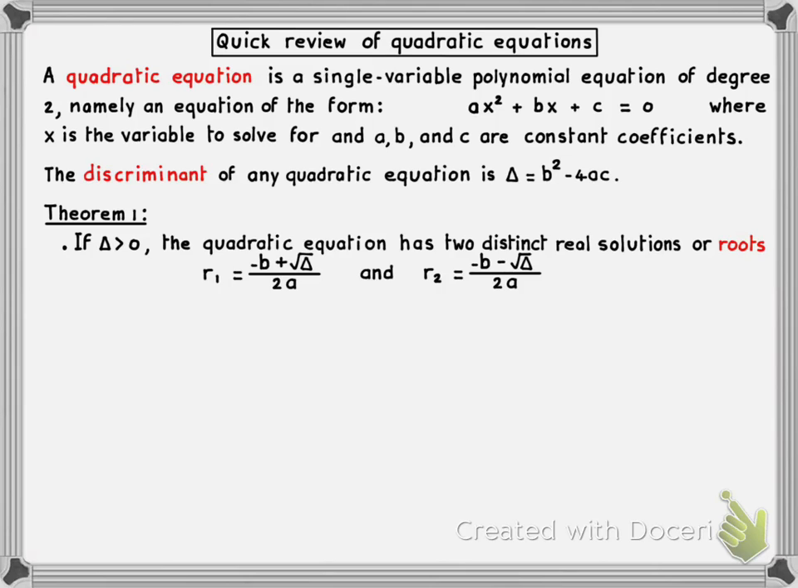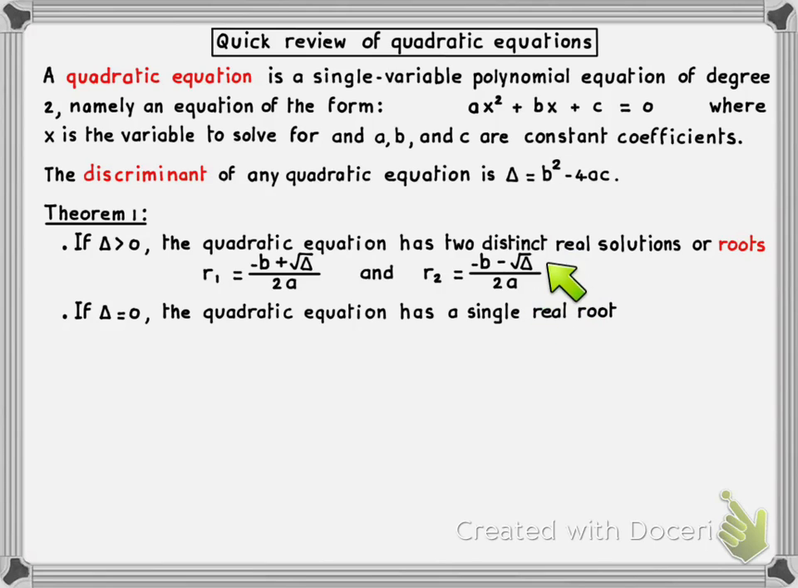The second case is when the discriminant is 0. Well, we could still take the square root of delta. Of course, the answer will be 0, and therefore, using the same two formulas, we observe that we'll get a single real root or solution, namely r equals minus b over 2a, because the square root of delta is 0, so whether you add it or you subtract it, you'll get the same answer for the root, namely this one.